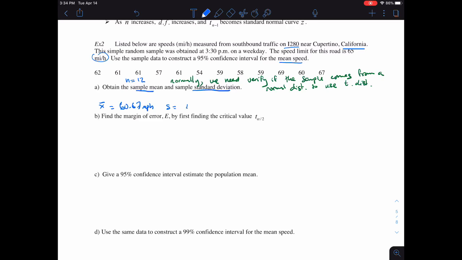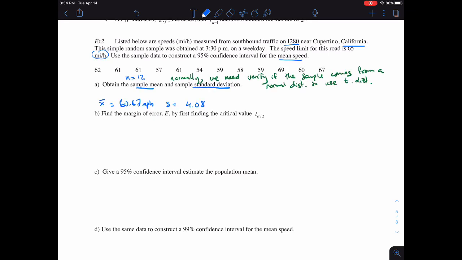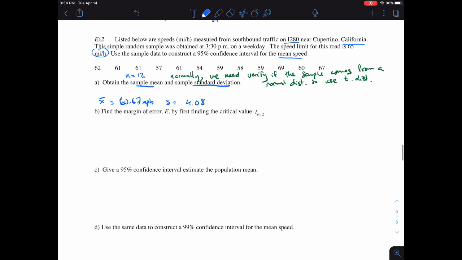Standard deviation is 4.08. Okay, so that's the sample mean and sample standard deviation. So part B, we want to find the margin of error by first finding the critical value t alpha over 2. So the margin of error now is not z alpha over 2 anymore, but it's t alpha over 2, because we're using small sample data and then we're using the t distribution, times the standard error, which is s over square root of n.